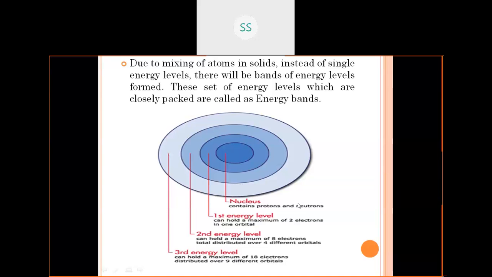This is always the outermost orbits where perturbations occur due to mixing of the atoms. So in the energy bands topic, we will take up in detail how to draw the energy levels and how these levels will form the different energy bands.